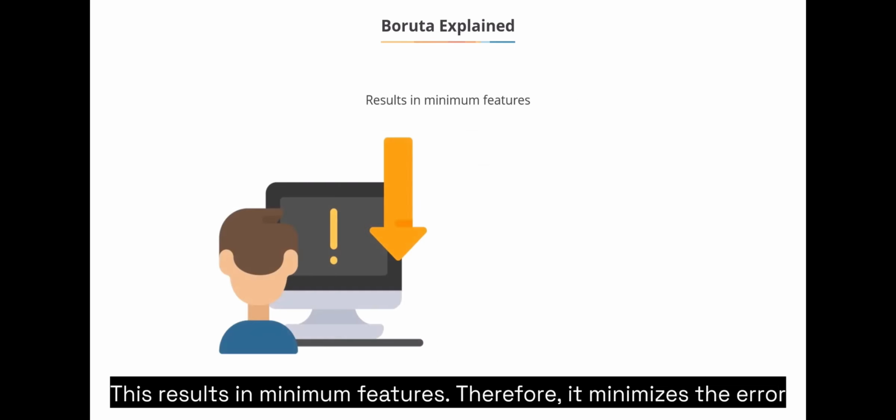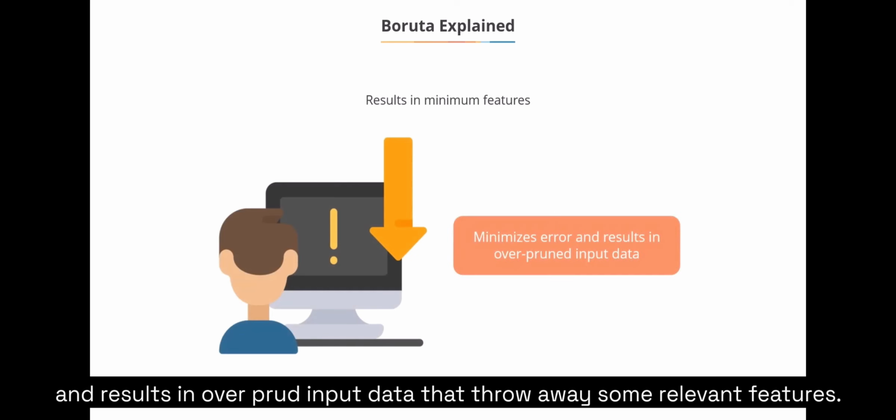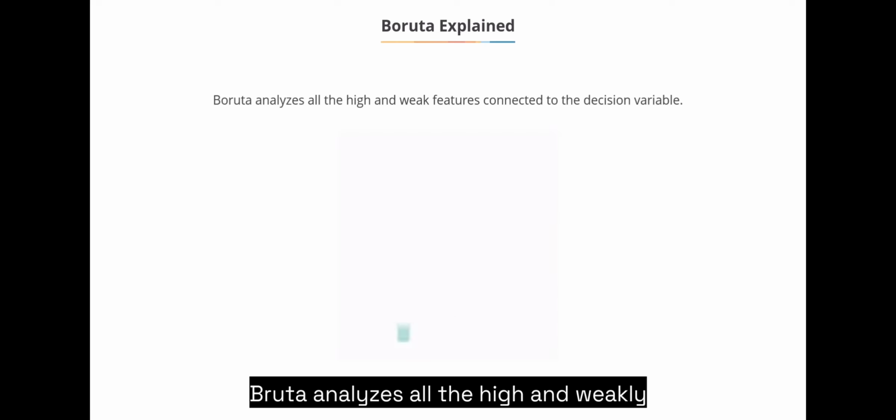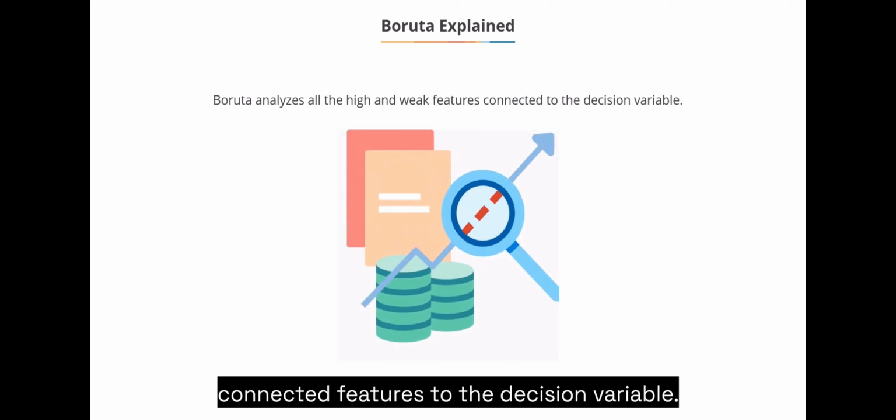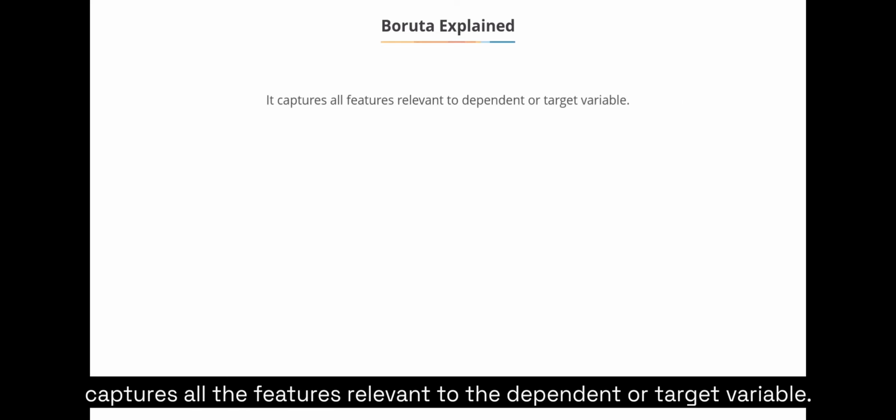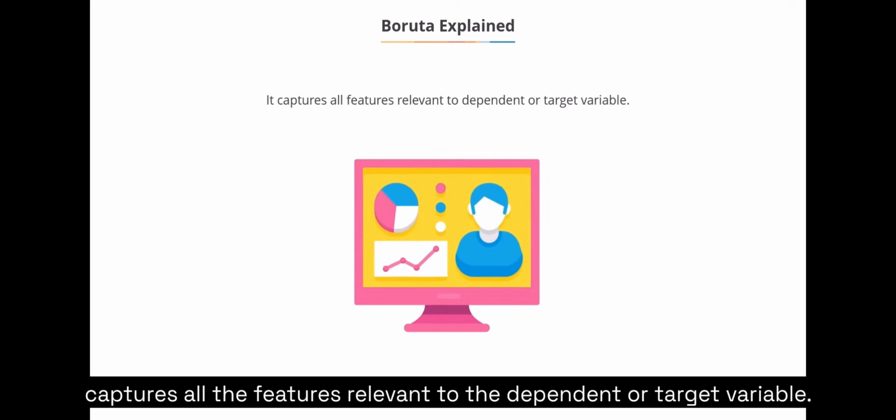This results in a minimal set of features, which minimizes the error, but it can throw away some relevant features. In contrast, Boruta analyzes all the strongly and weakly relevant features for the decision variable. Boruta captures all the features relevant to the dependent or target variable by following a certain feature selection method.